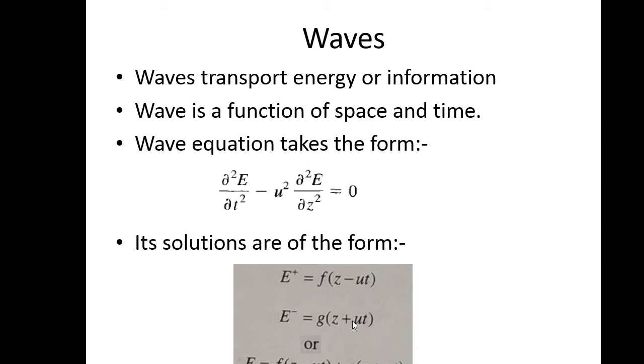So from this you should understand that if it is in the z minus ut form, then it is moving in the positive direction. If plus, it is moving in the negative direction. That is one thing which you have to know. And the second thing is that here z means the wave is propagating in the z direction.